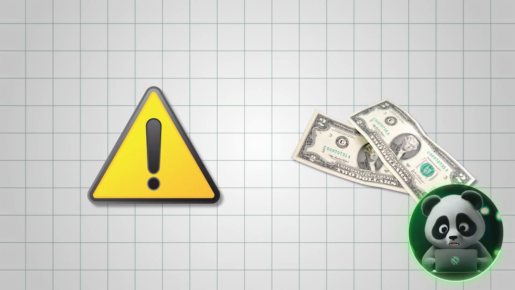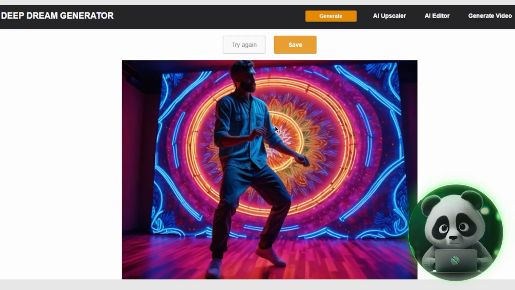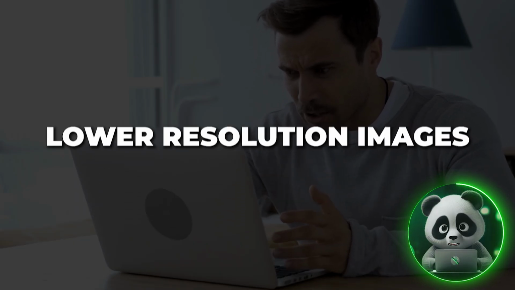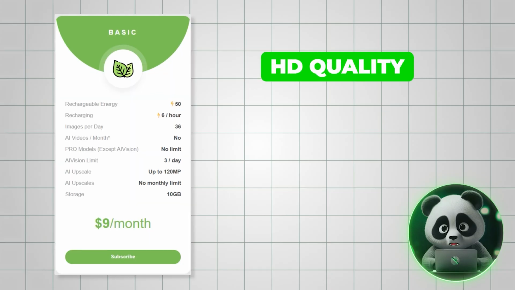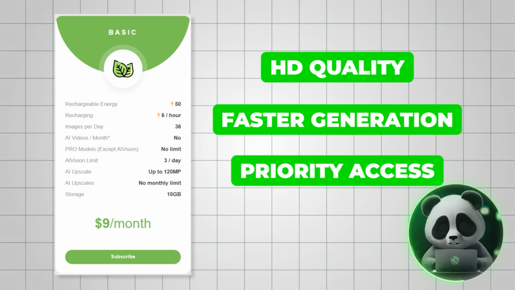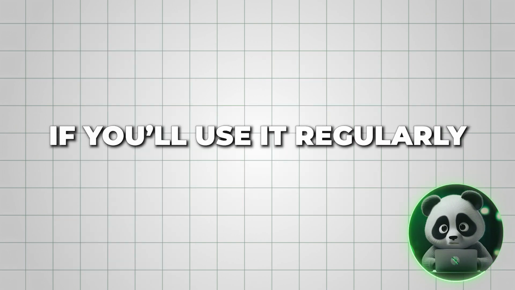As for limits and pricing, Deep Dream Generator's text-to-image mode is free, but you'll get a limited number of generations and lower resolution images. For HD quality, faster generation, and priority access during busy times, you can upgrade to a paid plan starting around $9 a month. Pretty reasonable if you'll use it regularly for creative projects or client work.